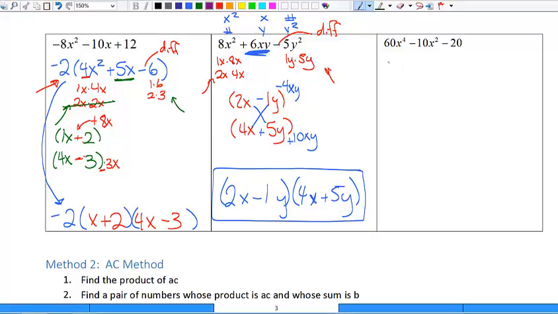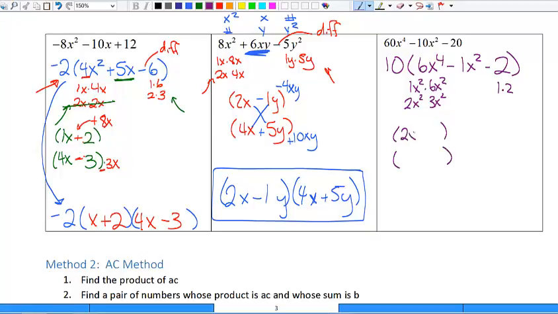Last problem of this type has a GCF of 10. My factors of a are 1x squared times 6x squared, or 2x squared times 3x squared. My factors of 2 are 1 and 2. I told you to start at the bottom of your list, so we're going to try 2x squared and 3x squared first, and then I'm going to try 1 and 2.